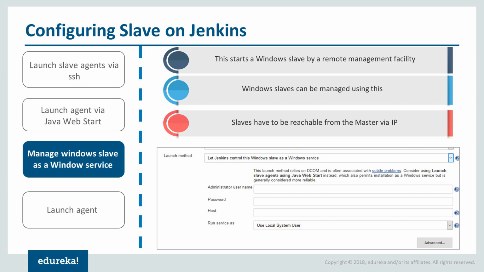So you can manage Windows slaves by using this option, and the only condition is that the slaves have to be reachable from the master via the IP. The master should be able to ping and do the remote in, so WinRM should be available for these kinds of communications. Typically, you use 5985 as the port in case of WinRM.